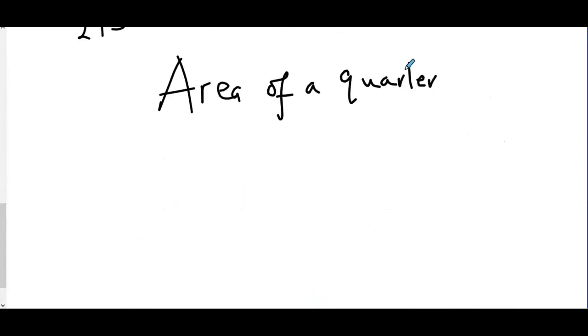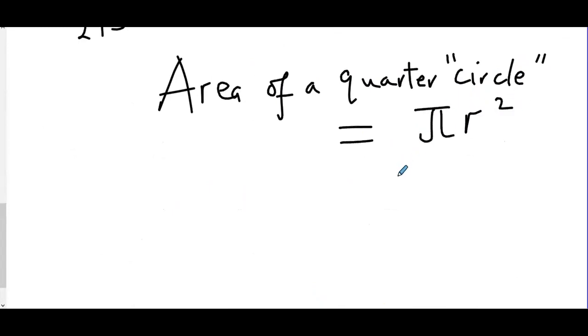Quarter circle depends on the circle itself. Do you know the area of a circle? Yes, of course. The area of a circle is pi r squared. Now, can you combine the word quarter? Quarter means divide by 4. This is the area of a quarter circle. Now, how do we move on?